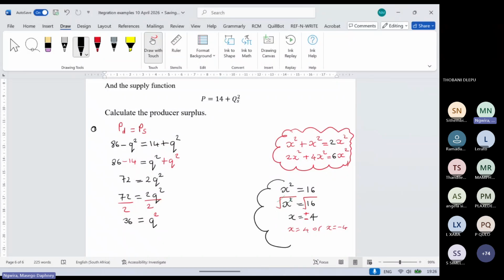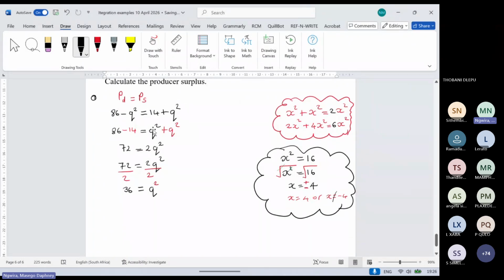So because of here, you cannot have a negative quantity. You are going to reject the negative one. We are going to reject this one because you can't have a negative q. So we're just going to take the square root. You're going to take the positive one. So let's take the square root here.